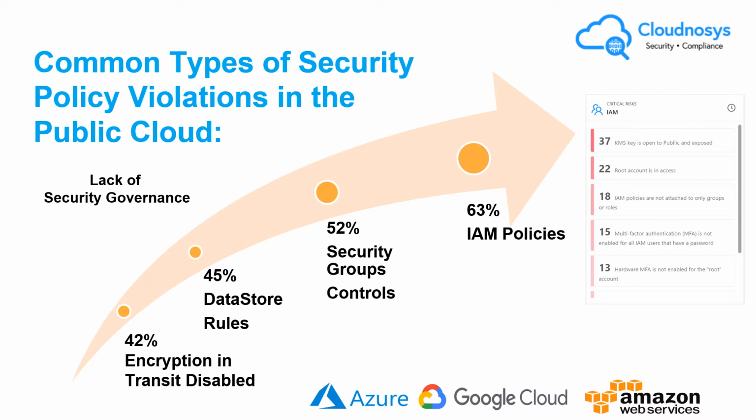I mean, everything from IAM policies to security groups to data store rules to simple things like encryption in transit being disabled, right? So lots and lots of issues going on in lots of companies that we talk to, and so we're helping them recognize this even more and trying to educate the market that you need some form of governance. It doesn't have to be extensive, but you need to start somewhere.